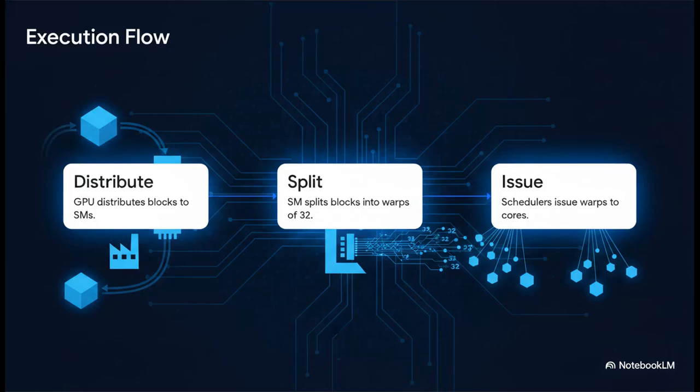Let's trace how this execution flow actually builds. Step 1. The hardware dynamically distributes your blocks across the available SMs, basically mini factories. Step 2. That SM chops your block into those 32-thread warps. Step 3. The SM hands those warps over to the partition's warp schedulers. Now, the scheduler's entire job is to look at its pool of warps and issue instructions to the underlying cores, just trying to keep them constantly busy.